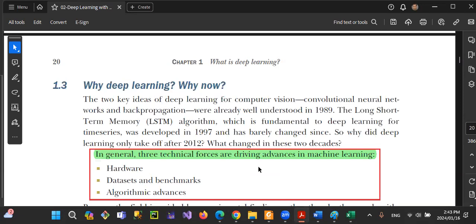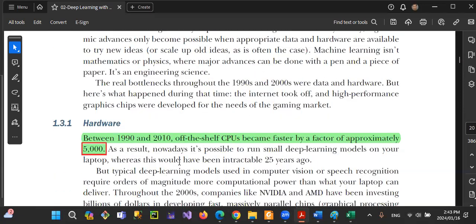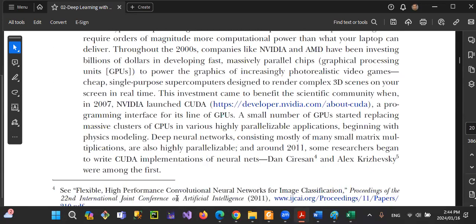Remember one thing, hardware. In just 10 years, from the 1990s to 2010, we had 5,000 times faster CPUs. Look at this one, 5,000 times. It's not like 5%, 50%, or 500 times. That is crazy.